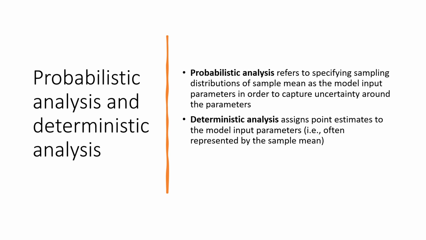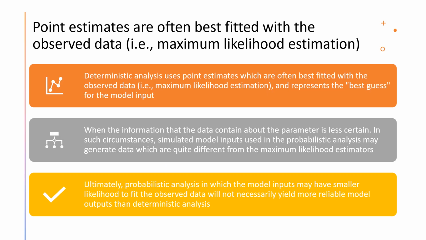Deterministic analysis assigns point estimates to the model input parameters, often represented by the sample mean. Deterministic analysis uses point estimates which are often best fitted with the observed data, maximum likelihood estimation, and represents the best guess for the model input. When the information that the data contain about the parameter is less certain, the parameter estimates may not be precise and thus have a large standard error.